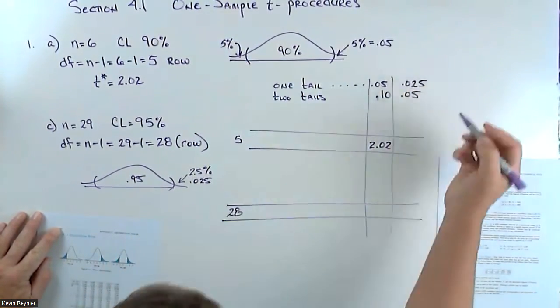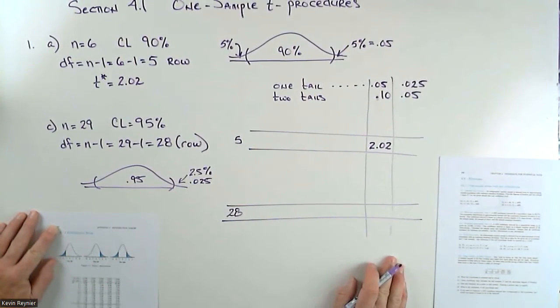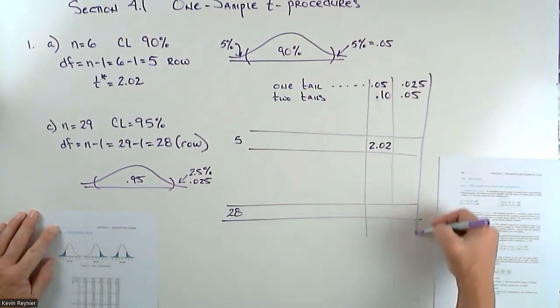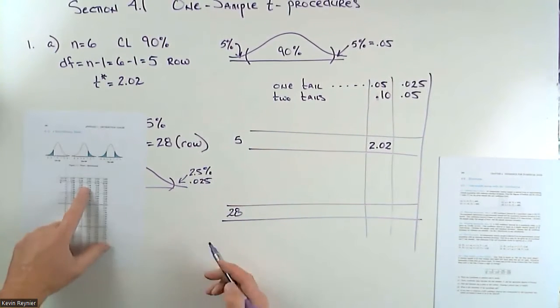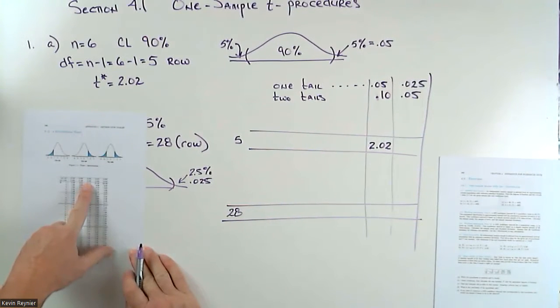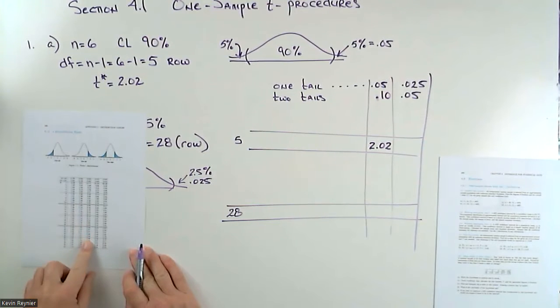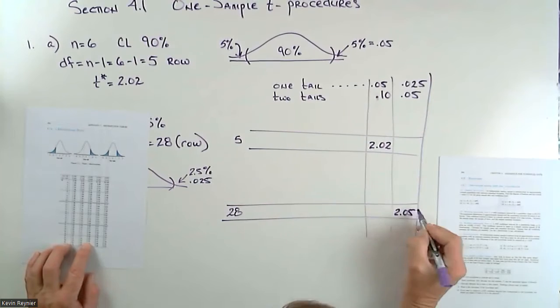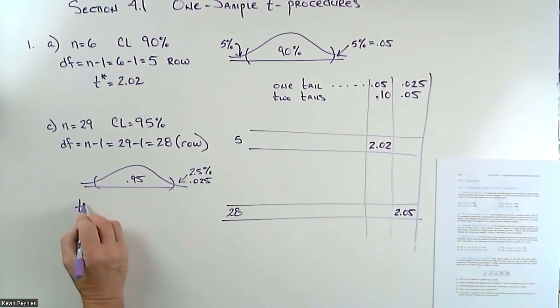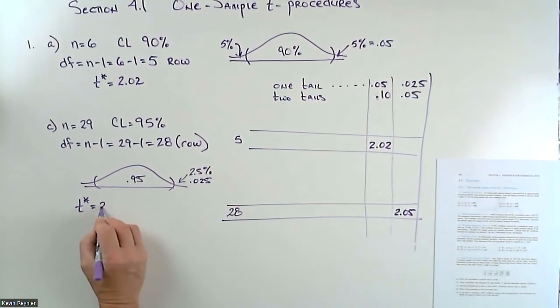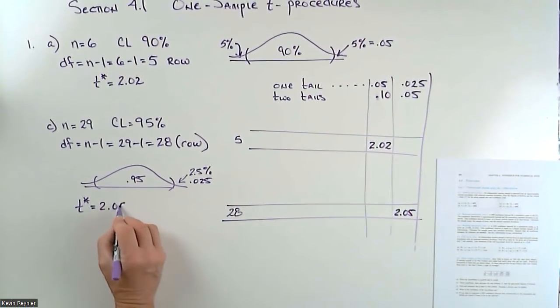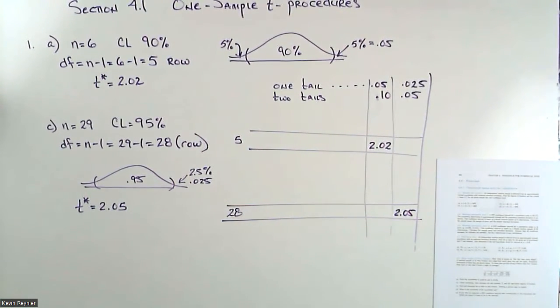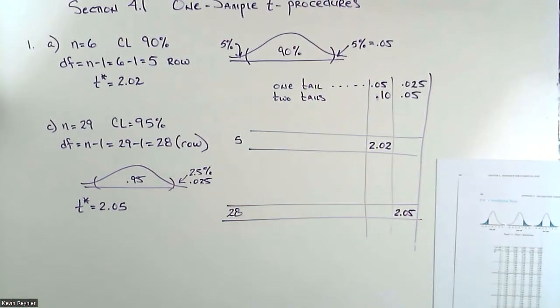It's however you want to think about it. Do you want to think about it as 2 tails or 1 tail? If we read down in our t-table now, we have 0.025 for 1 tail or 0.05 for 2 tails. We read down to the degrees of freedom of 28, and we get 2.05 for our critical t value. Our t star value for that example is 2.05. All right, so that's how we do problem number 1. So I'm going to erase this and we'll look at a different problem.